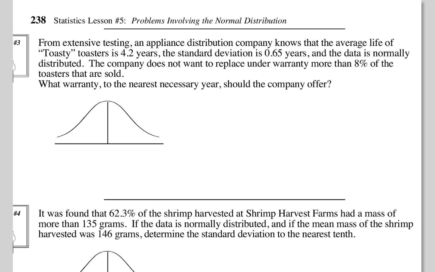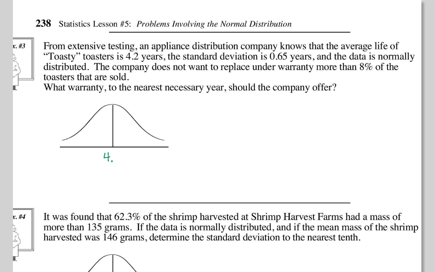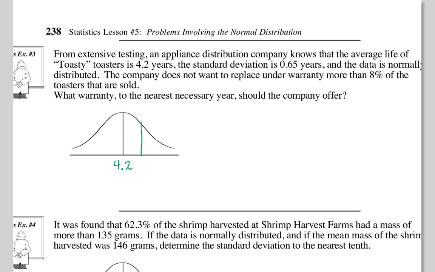Where does that go on the image? In the middle. So then the standard deviation is 0.65 of a year. So take your calculator and add 0.65 to 4.2, and you get the next one. The next one is 4.85. And then add 0.65 again, and you get the next one.